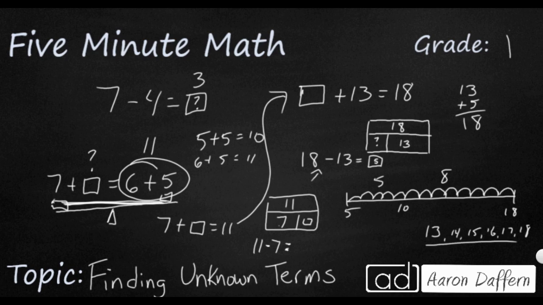Let's go ahead and count up. Let's start at 7 and count up to 11. 8, 9, 10, 11. And I counted 1, 2, 3, 4 times. So it looks like 11 minus 7 is going to be 4, and I can actually put 4 right here because look, 7 plus 4 makes 11, 6 plus 5 make 11, so 11 equals 11.